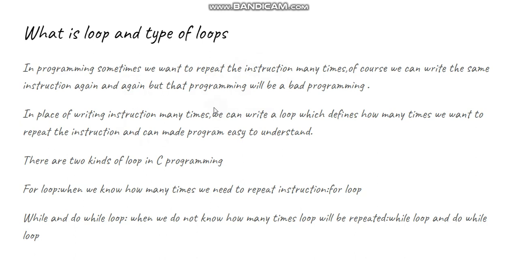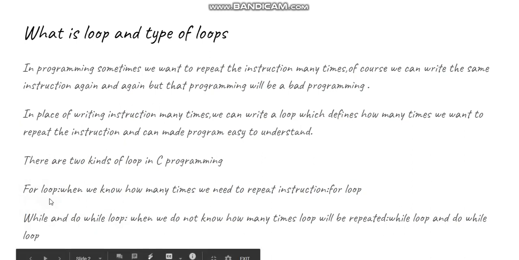Loops are predefined structures which you can program to repeat an instruction several times. You need to define a loop and write that instruction only once. That instruction will be repeated according to the condition of the loop. There are two kinds of loops which are very useful in writing programs. The first one is the for loop, and the second is the while and do while loop.